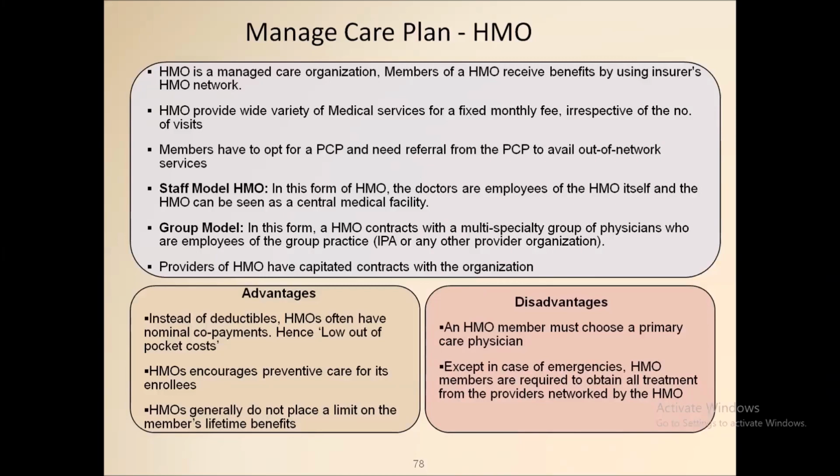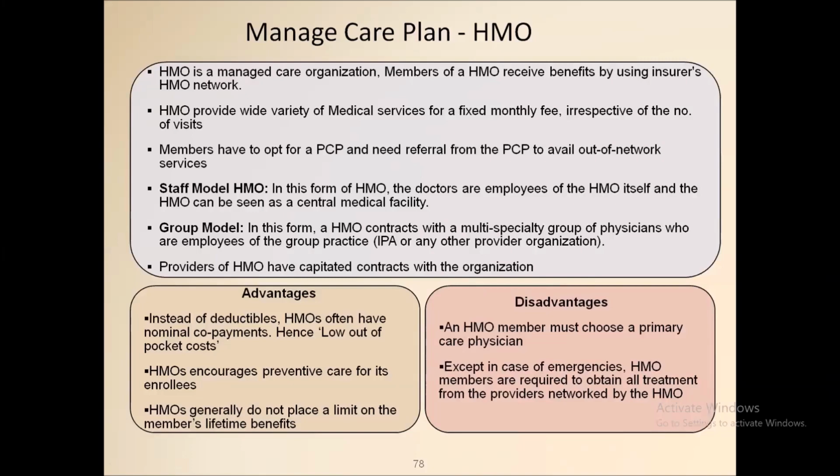Under HMO, they are saying staff model HMO, group model HMO. Staff model HMO, you already know, like, a group of doctors forming a group and then making a contract with an insurance company. That is called staff model HMO. And the other side is group model. A group of physicians who are working independently, all independent practitioners, form a group and make a contract with an insurance company. That's called a group model.